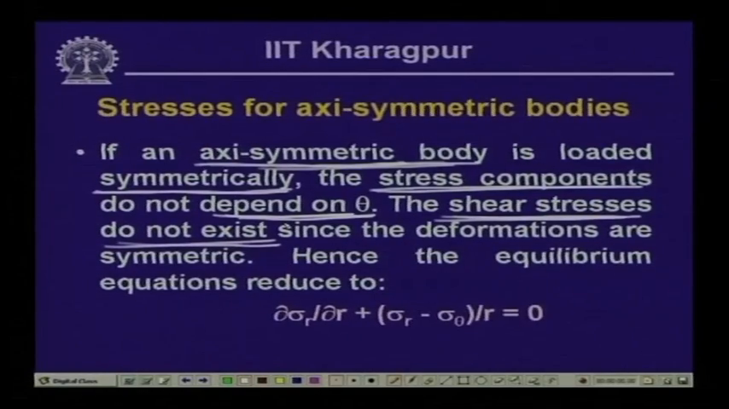If we take the absence of the shearing stresses, then the equilibrium equation reduces to del sigma r by del r plus (sigma r minus sigma theta) by r is equal to 0, where only the normal stresses exist and shearing stresses are absent.